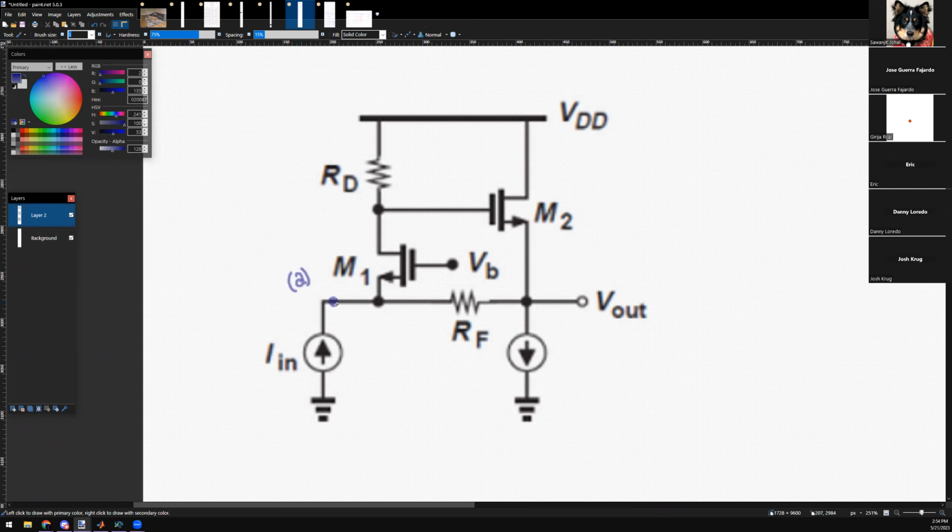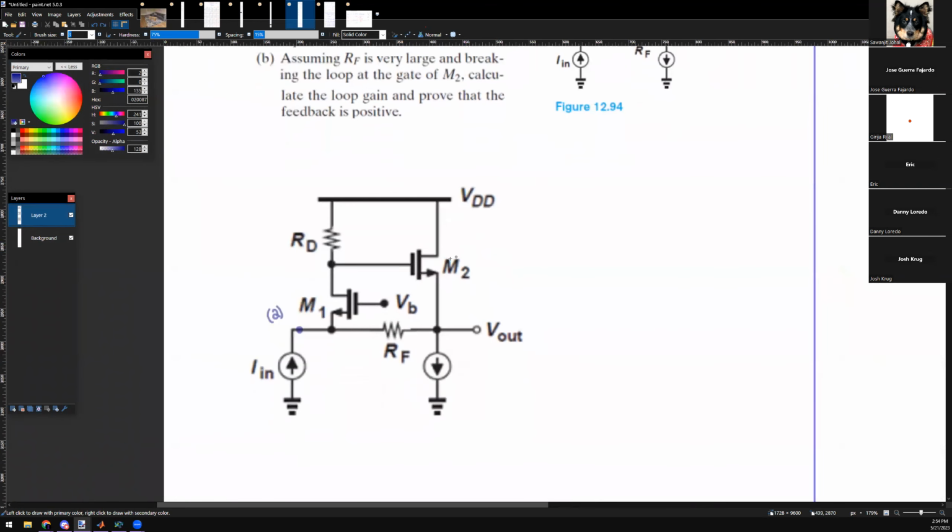Now, which way do we get to the output? Which path do you think is the way for the forward loop? You go from input to output. How do you go from input to output? Because here I see a connection from output back to input. So I have two paths. Which path is the only valid path to the forward? The top one, right?